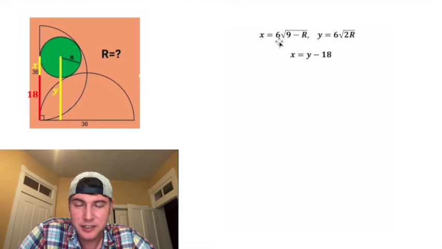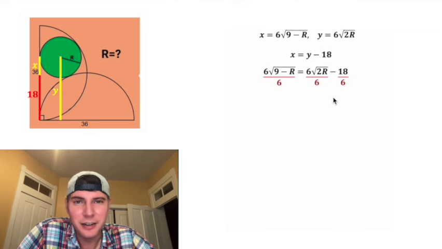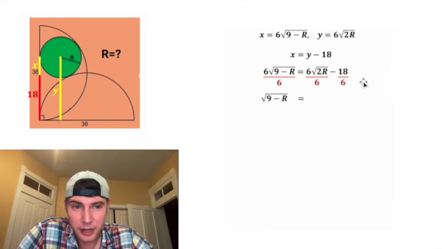So we know that x is equal to 6 square root of 9 minus r, so let's change this x into 6 square root of 9 minus r. And that's going to be equal to the y, but y we know is 6 square root of 2r, so we can substitute 6 square root of 2r in for y, and then let's bring down the minus 18. Next, we can divide everything by 6. The left-hand side is just square root of 9 minus r, and the right-hand side is going to be square root of 2r minus 3.